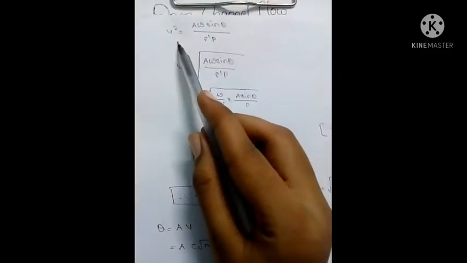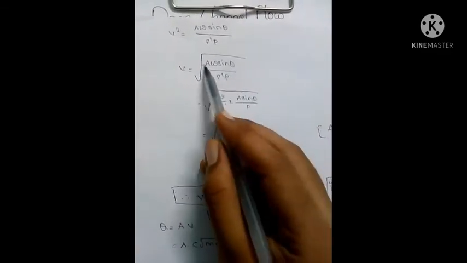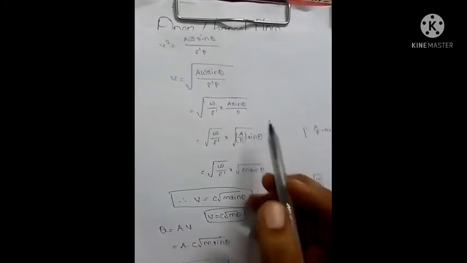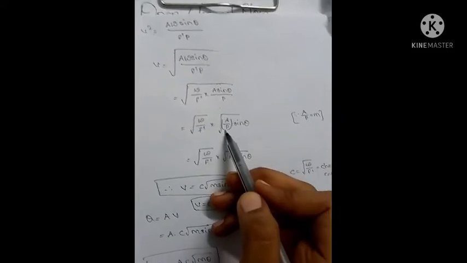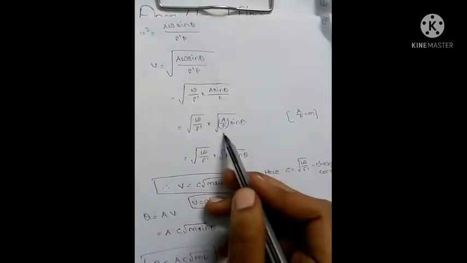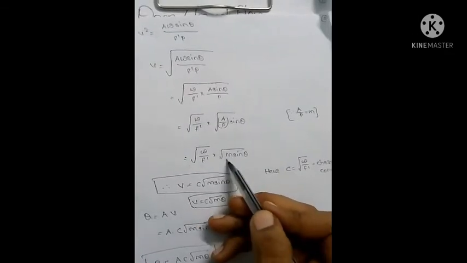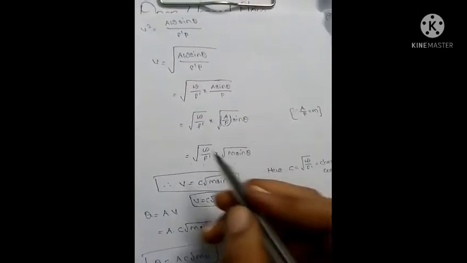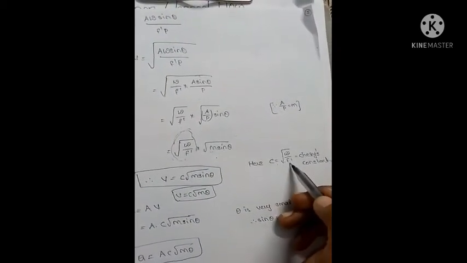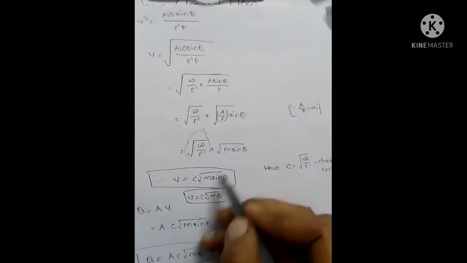Next, if we move this square to this side, V is equal to root of A w sin theta by F dash P. Next, we write this as w by F dash into A sin theta by P, and we know that m is equal to A by P. So in this A by P place we write m, small m. So V is equal to root of w by F dash into root of m sin theta. Here we consider this as C. C is equal to root of w by F dash, which is Chezy's constant. So V is equal to C root m sin theta.